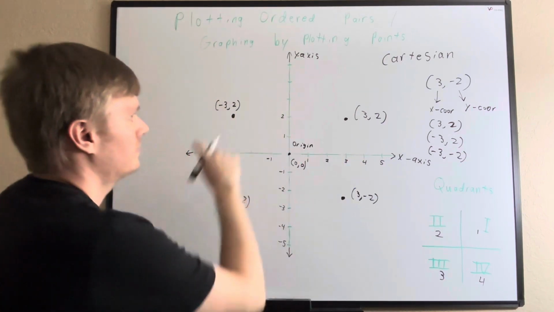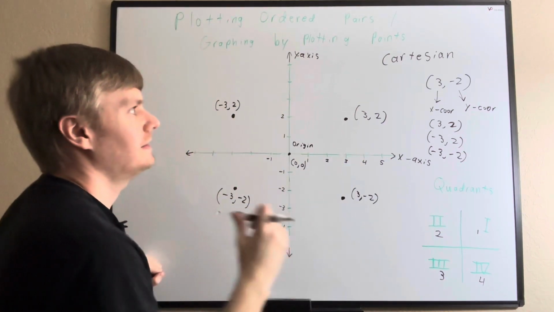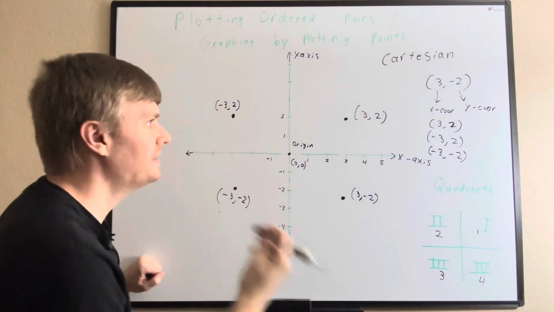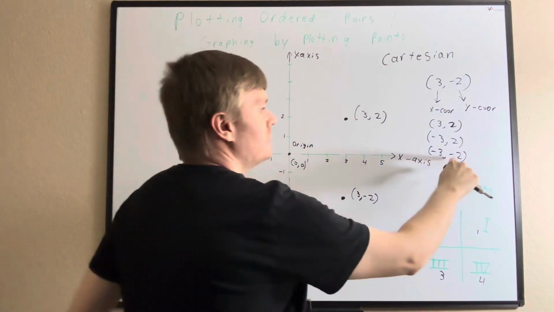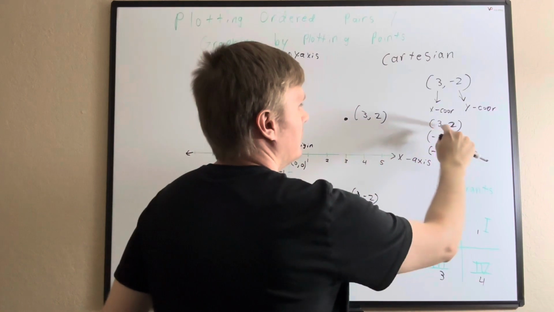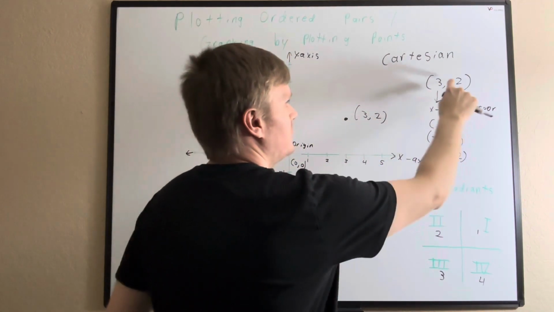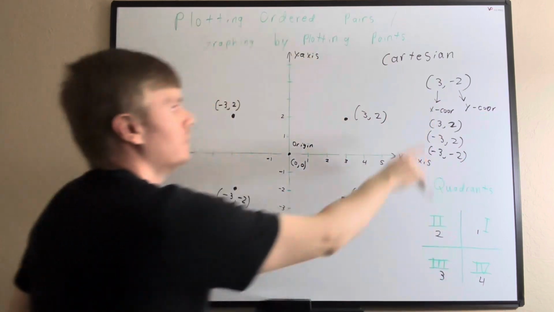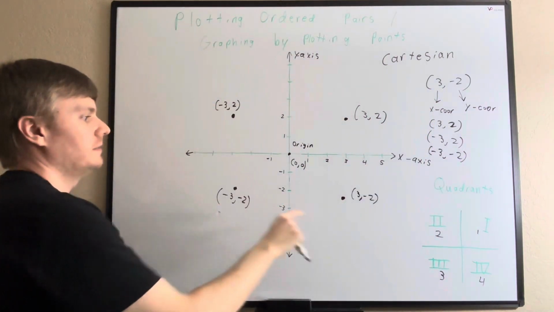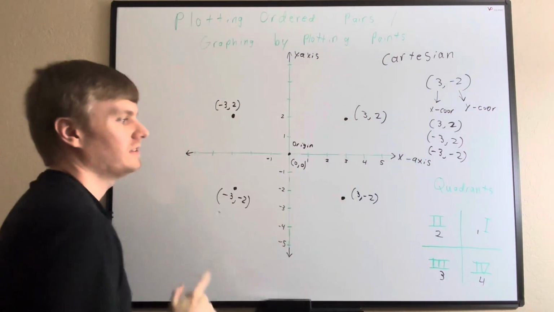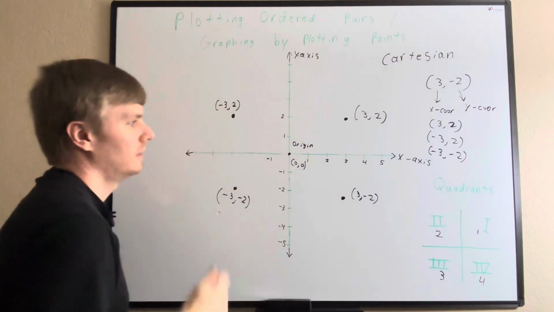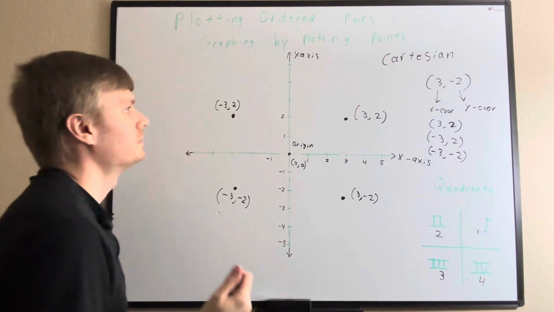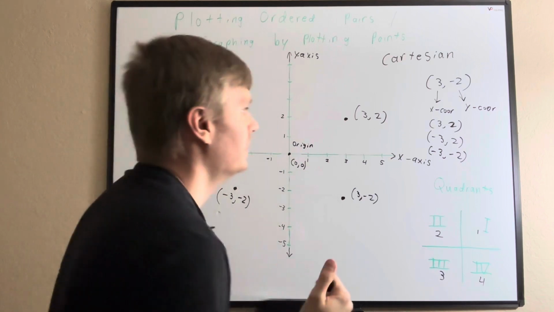Now, why did I just plot those numbers? To show you what a difference it makes just by changing the signs. All we did was change the signs. We used 3 for the x and 2 for the y the whole time. All I did was change the signs. We got 4 different points. So signs matter.